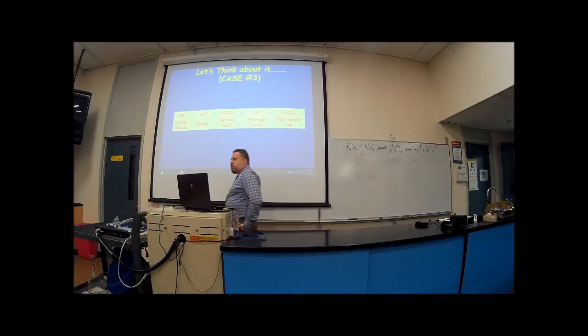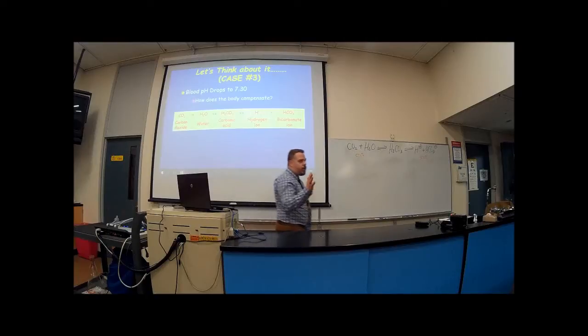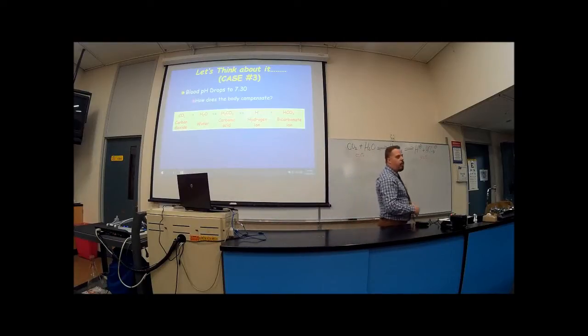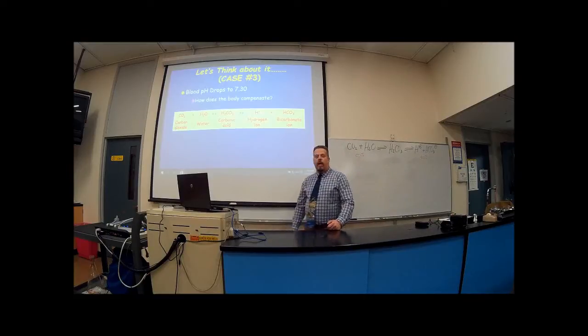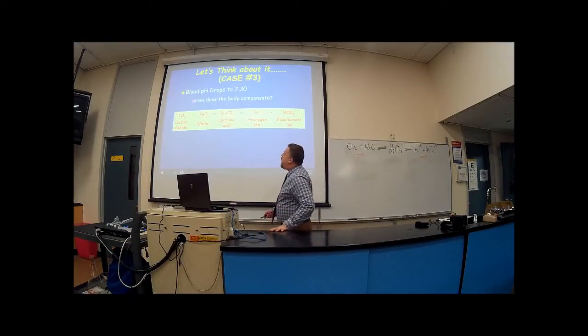So if you think about this case, the blood pH drops to 7.3. Remember, 7.35 is our lower marker. Anything less than that, you're in an acidic environment. How does the body compensate? Right? So, give me the answer. All right? So how does the body compensate?